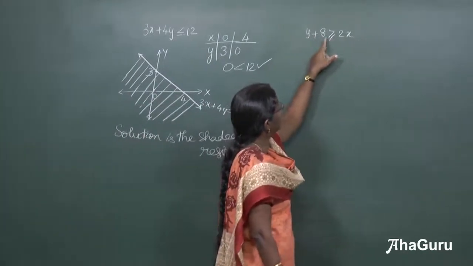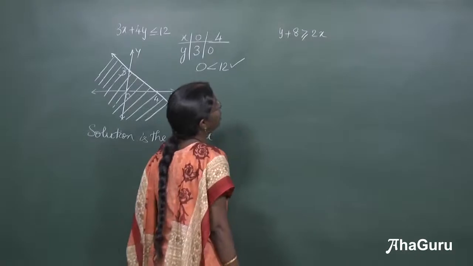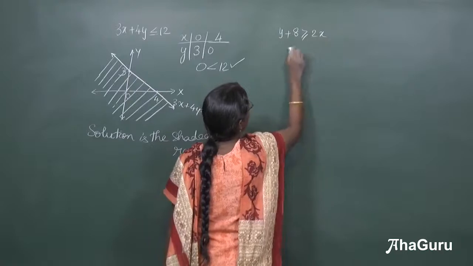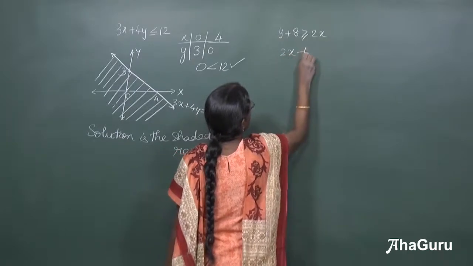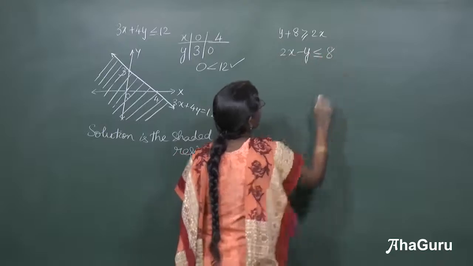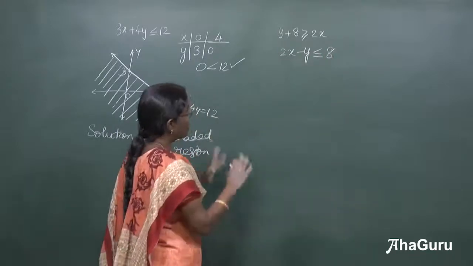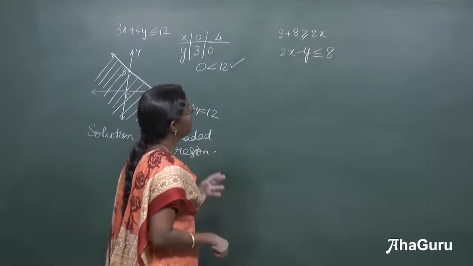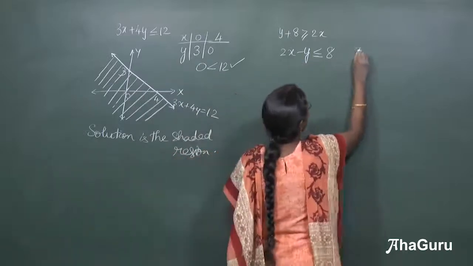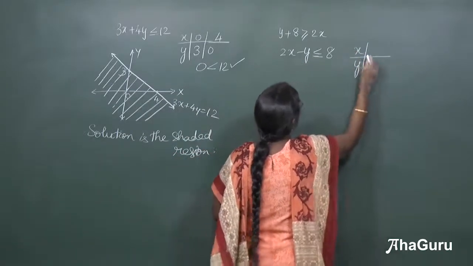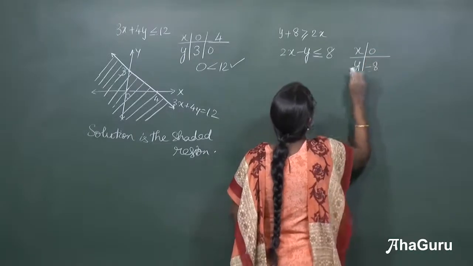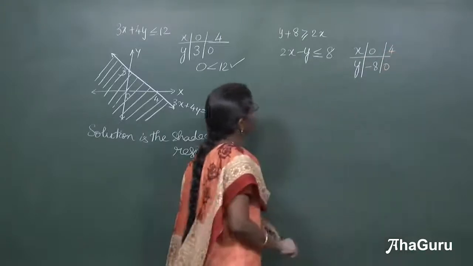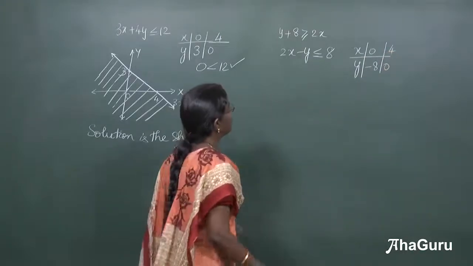The inequality given here is y plus 8 greater than or equal to 2x. Now what I do is I take this y to the other side. So I get 2x minus y to be less than or equal to 8. I am just rewriting the inequality as 2x minus y is less than or equal to 8. If I find out the points where it cuts the x axis and y axis, when x is 0, y is minus 8, and when y is 0, x is 4, correct? When y is 0, x is 4, right?